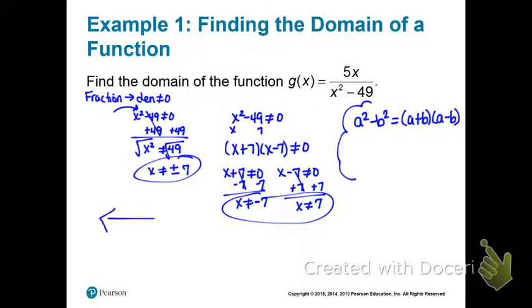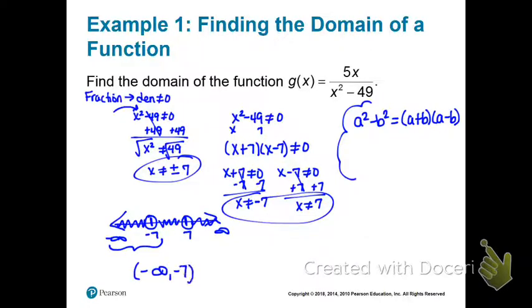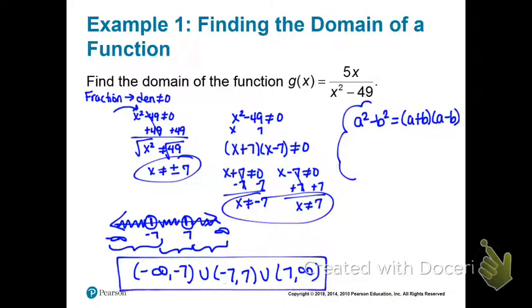So to actually write out our domain, okay, I'm going to draw my number line here to guide me. I'm going to have the negative 7 and the positive 7 up here. Make sure they're written in numerical order. We know it cannot equal them, but it can equal everything else. And so we can see our intervals. First one is from negative infinity up to that negative 7. And then negative 7 up to that positive 7, and put a little union symbol between them. And then we had from 7 on to positive infinity. And so this would be our domain.